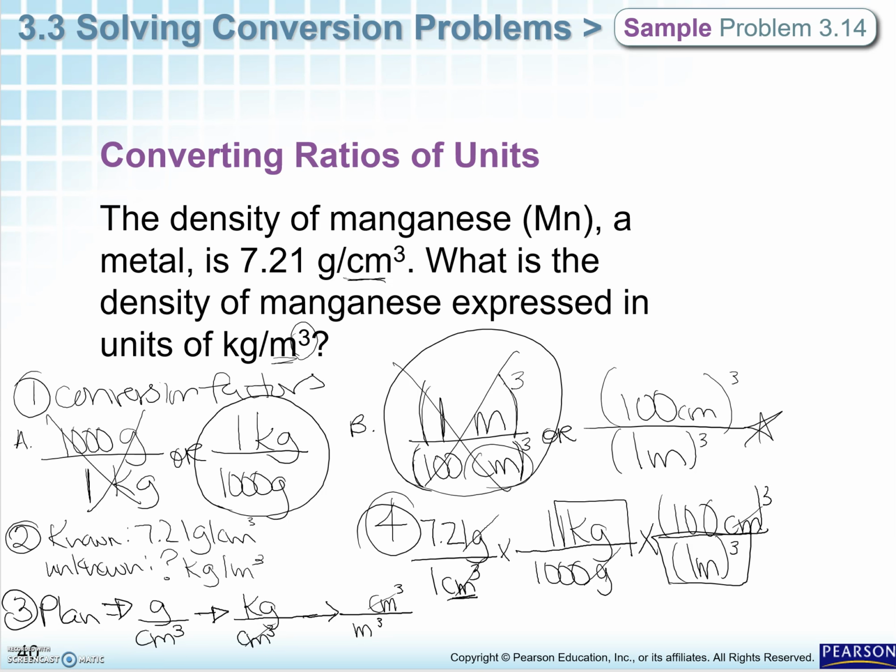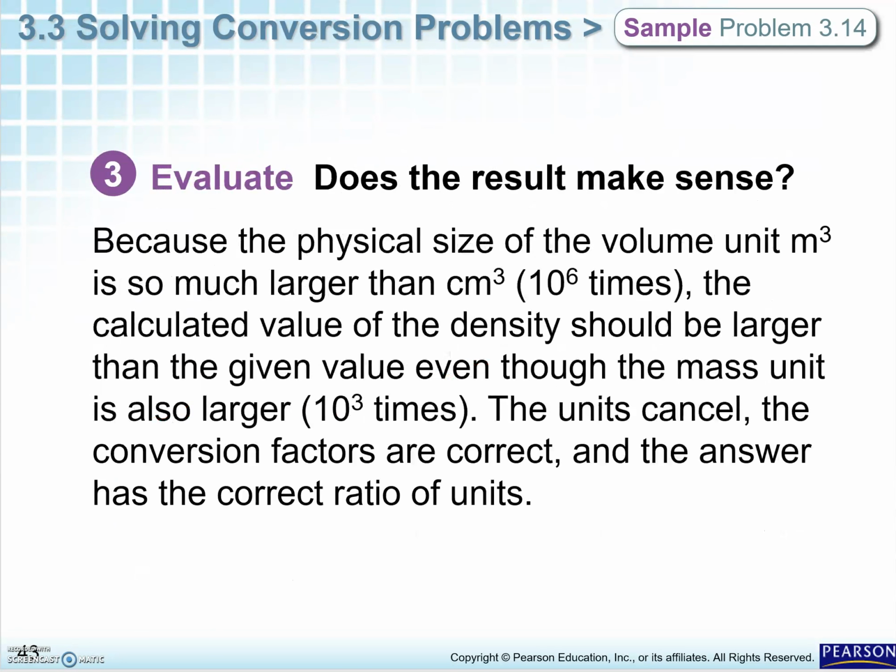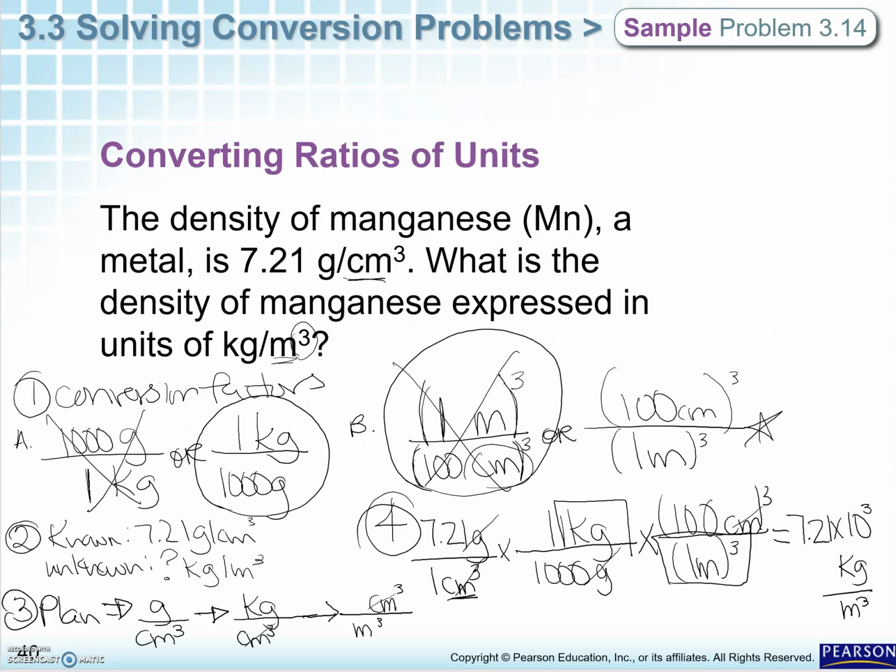Now all that's left to do is multiply straight across and divide by your bottom values, and you would get 7.21 times 10 to the third kilograms per meters cubed. All of this is drawn out for you in your PowerPoint as well. Remember, this is just a method of keeping track of what units you have and trying to cancel those out to go to something new. That's all dimensional analysis is.